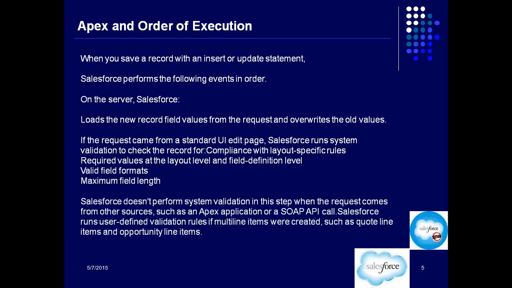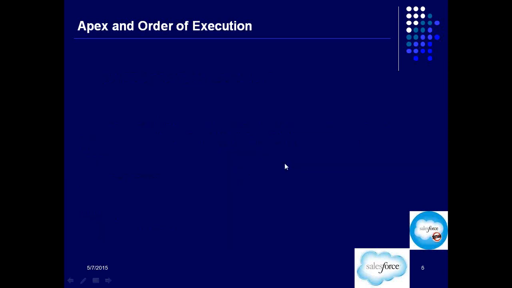Salesforce doesn't perform system validation in this step when the request comes from other sources such as an Apex application or a SOAP API call. So this will not be checked if it comes from Apex code or anywhere else, or maybe a data loader. All these things will not be checked. So this part is only important when it's happening through the layout. Now, what happens next?